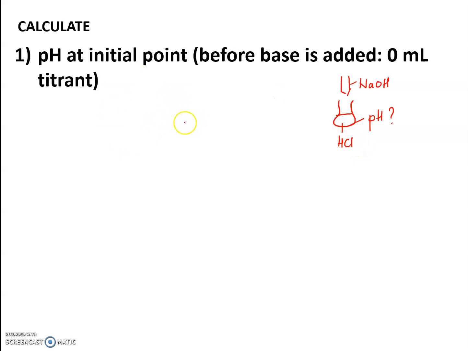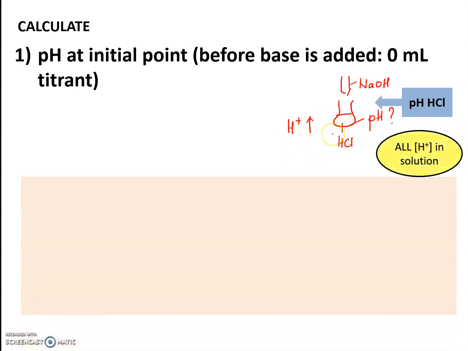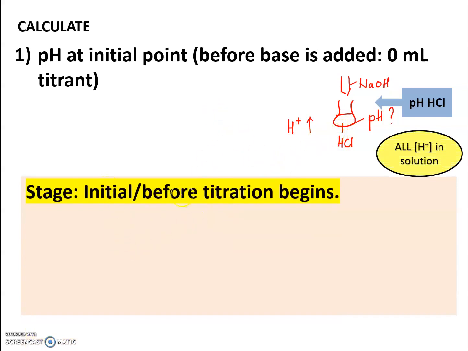So we want to know the pH of acid. The concept: now all the concentration in the conical flask is all about HCl. So the concentration of H plus, find the pH of this solution. This is the initial stage before titration begins. Because all the H plus in the solution is the concentration of H plus, you have to dissociate HCl to its ions.